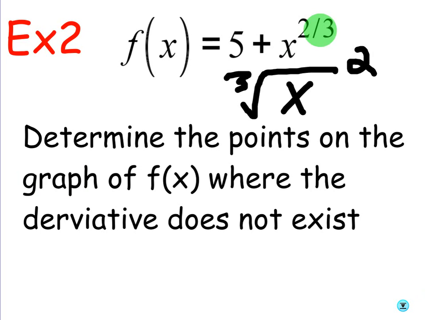Now when we're taking the derivative, I misspoke there, we can keep it as a power to use the power rule. I was just pointing out that whenever you have a radical, a radical function basically is what we're dealing with, that's when you need to look out for points where the derivative doesn't exist. But how do you take the derivative of x to the 2/3 using the power rule?